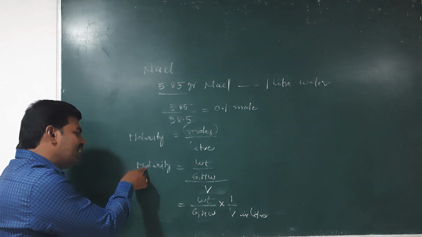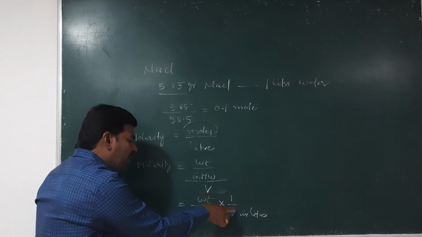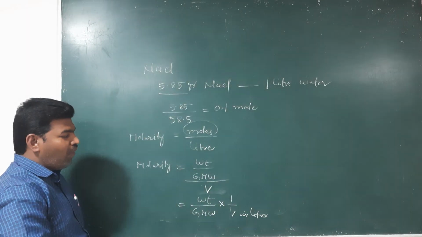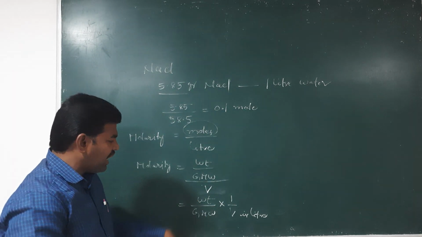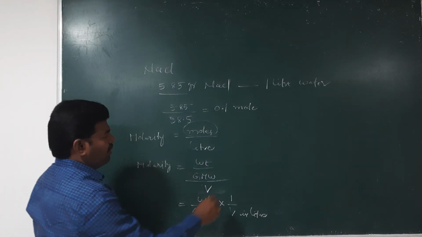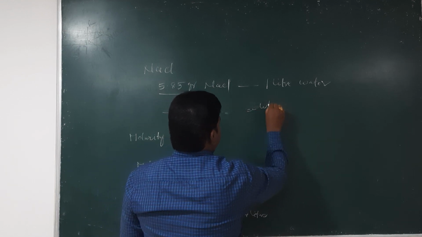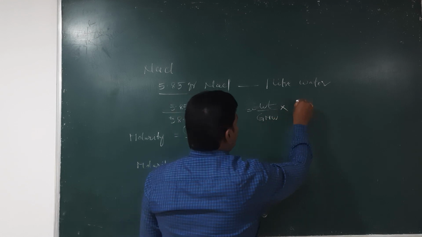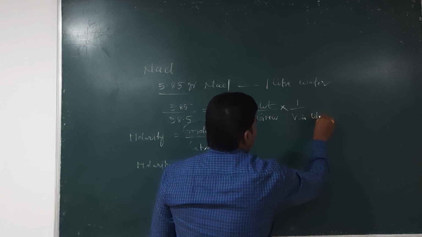So the molarity formula is weight by gram molecular weight into 1 by V in liters. But what about in ml? We can convert this equation into ml. Weight by gram molecular weight into 1 by V in liters.